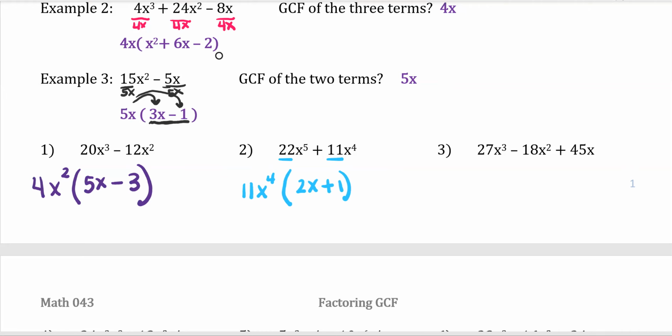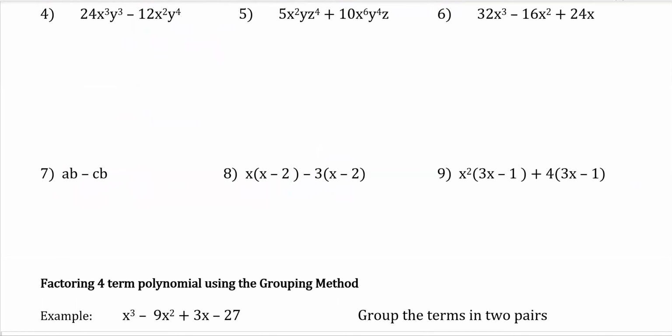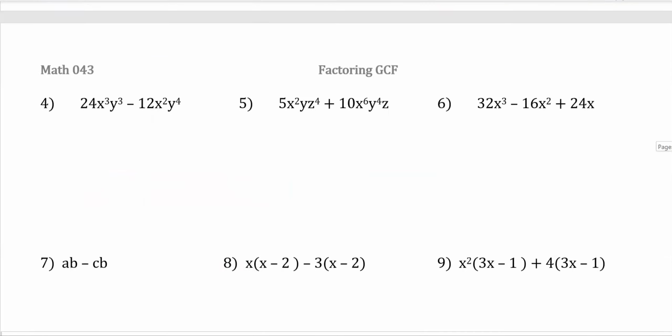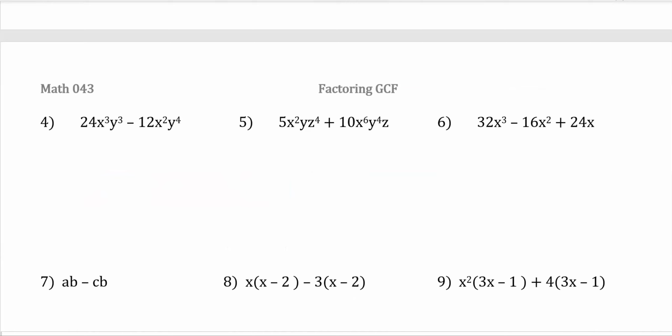Number 3, the greatest common factor is 9. They are all divisible by 9. They share the variable x. Take out the one with the smallest exponent and divide each term by your greatest common factor. And there you go. All right, we have some more to practice.